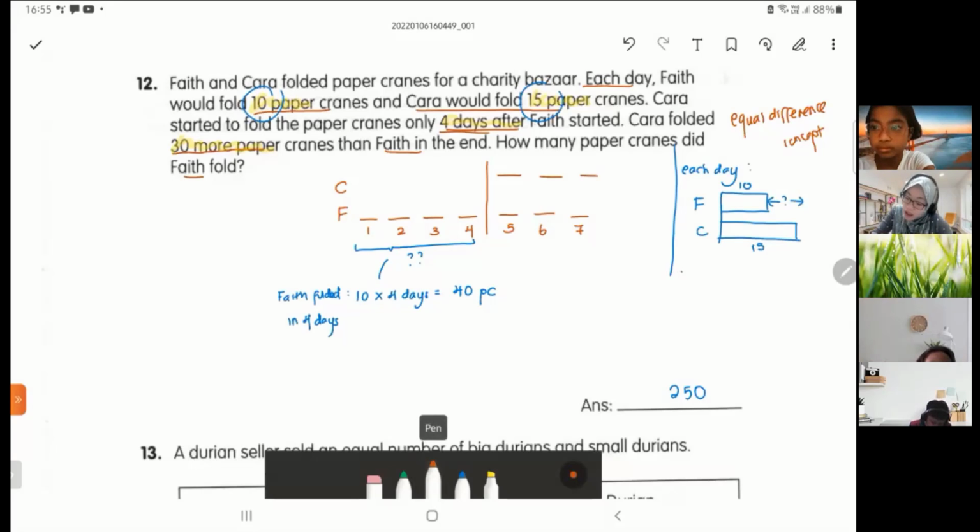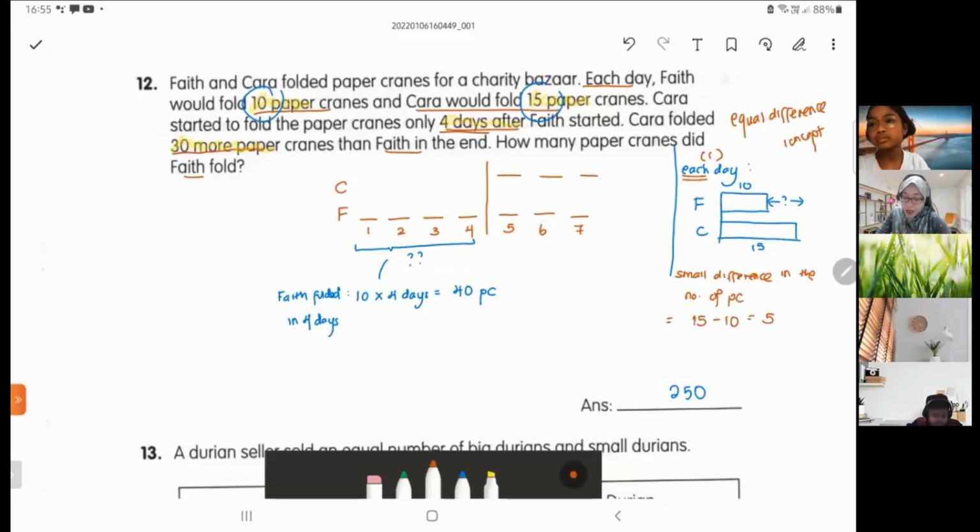So this is what we call the small difference. Between each day, 1 day is a small difference, the small difference in the number of paper cranes between Faith and Kara each day. So you take 15 minus 10 and I get 5. So there are 40 paper cranes folded by Faith and there is a difference of 5 paper cranes between the 2 of them per day. That's the difference.